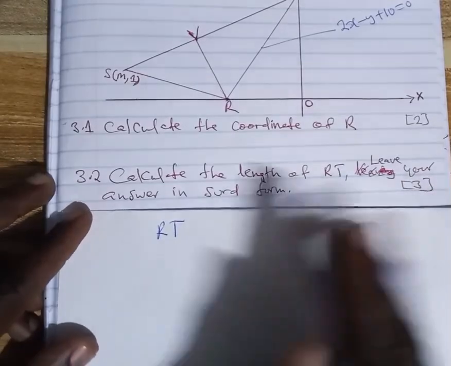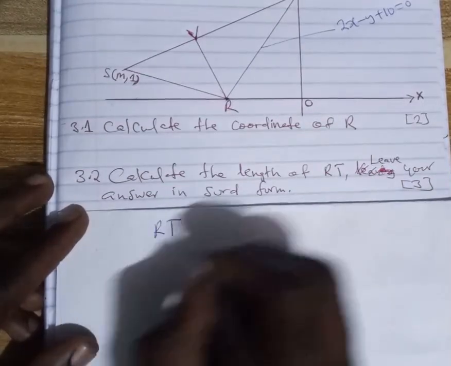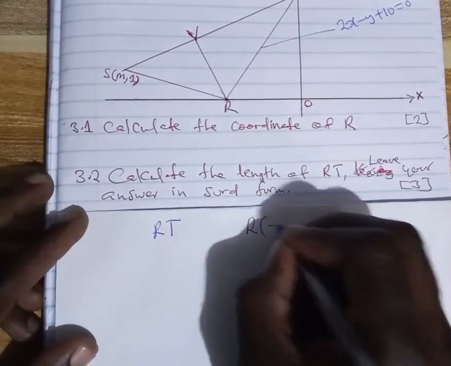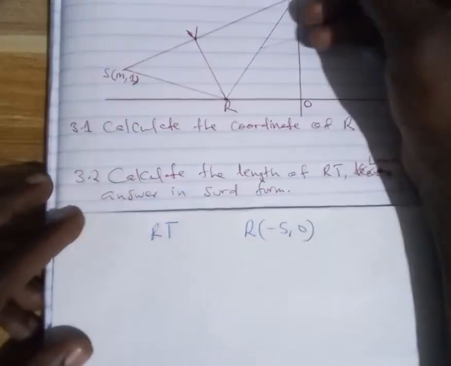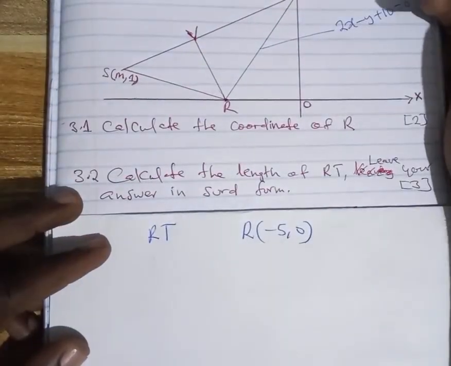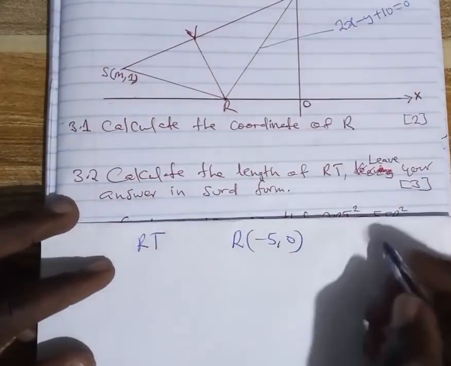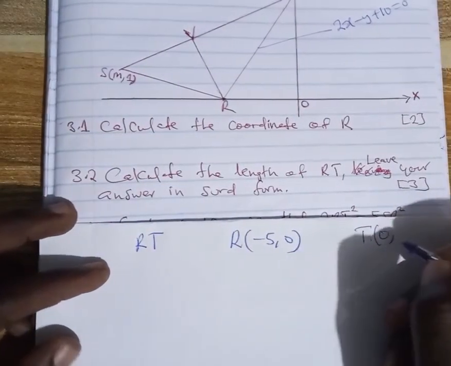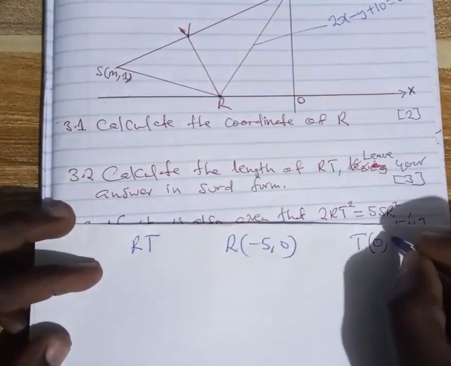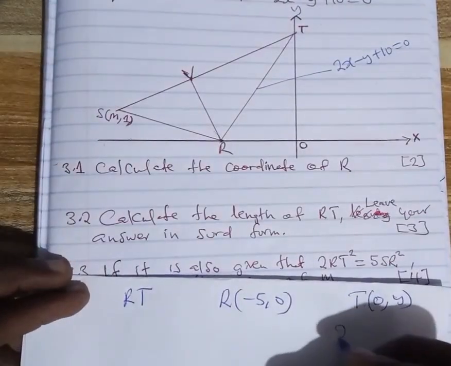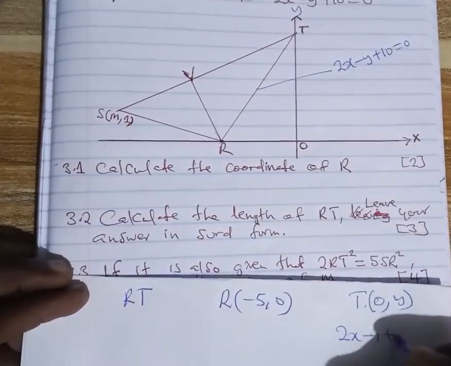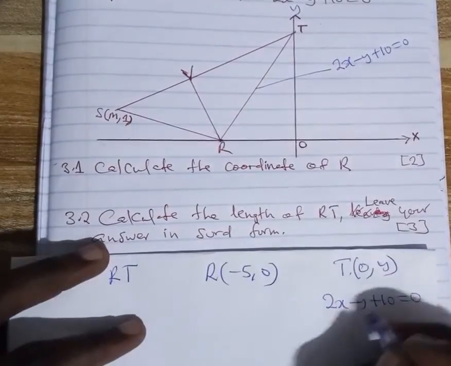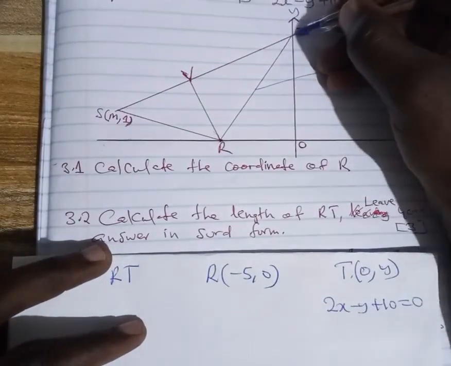What's very important here is, do you have the coordinates of R? Yes, the coordinates of R are (negative 5, 0). Do you have the coordinates of T? We don't know, so we also need to find the coordinates of T. How do you find it? Remember, T is on the y-axis. On the y-axis, x is 0, and y is unknown. So we're going to use the same equation, 2x minus y plus 10 equal to 0. But at this point, since T is on the y-axis, x is 0.